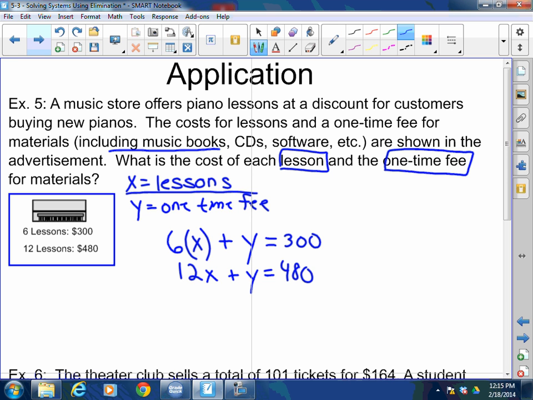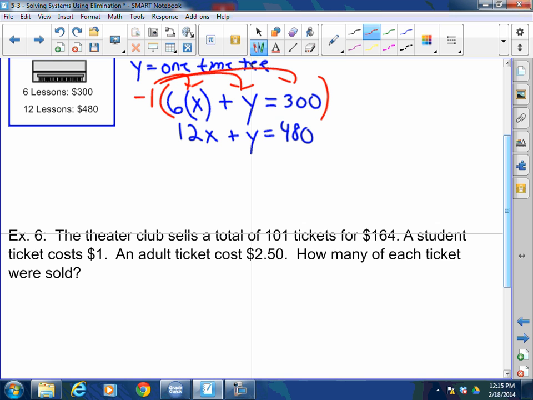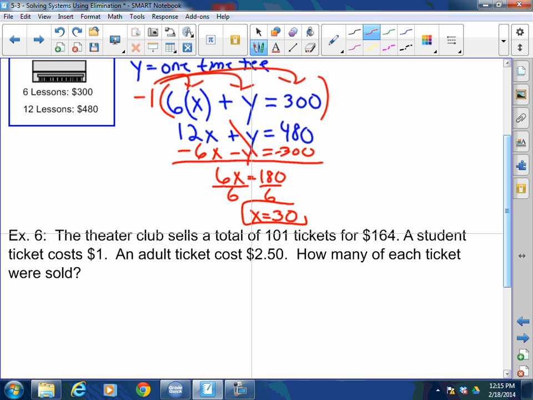No, we're good? Okay, who do you guys want to eliminate? Yeah, so I'm going to multiply this top one by a -1. They want to eliminate the Y. So it'll be -6x - y = -300. Cancels. 6x = 180. Divide by 6. x = 30. Now I want to solve for my y.